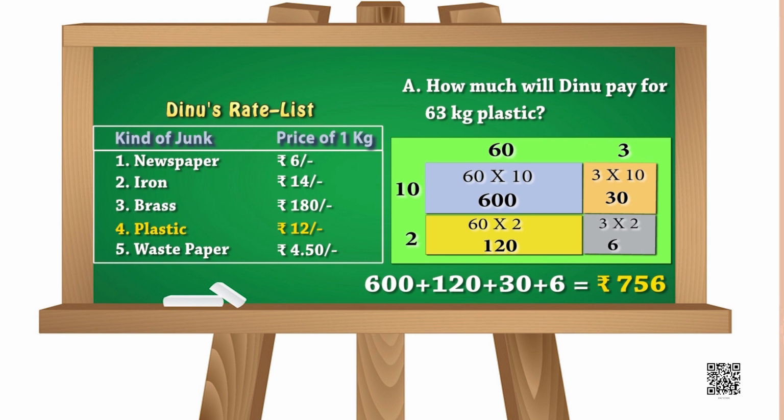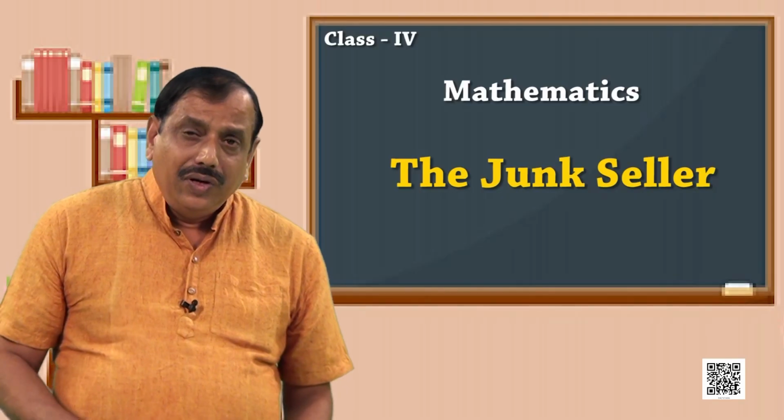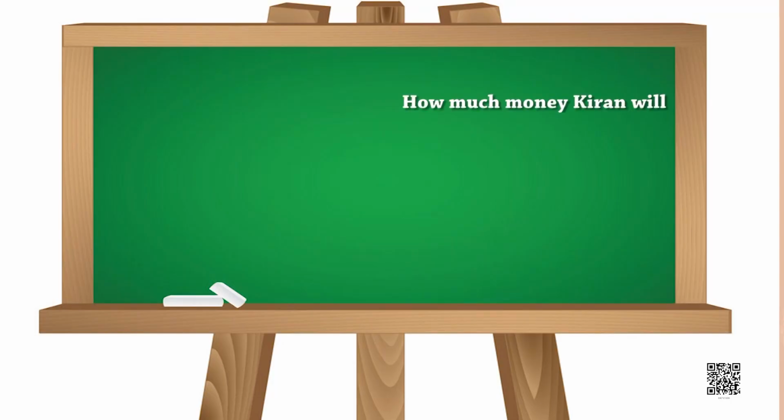So, this is the box method that you have learnt in class 3. You can use this approach or any other method of computing which you feel is easier for you to understand. Now, we will go to the next problem. How much money Kiran will get if she sells 32 kg iron at Dinu shop?